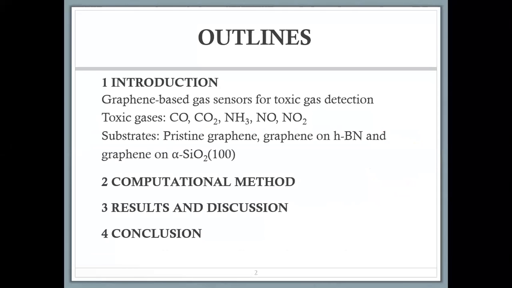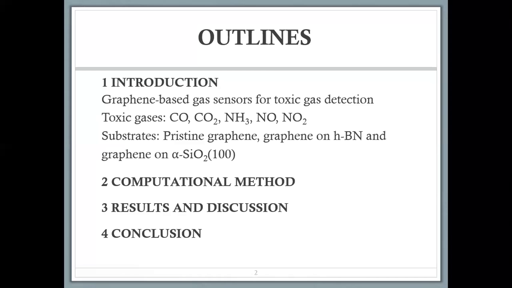Here's the outline of my talk today. My talk will be divided into four parts. The first is an introduction about graphene-based gas sensors for toxic gas detection. The target gases include carbon oxides, ammonia, and nitrogen oxide. The substrates I use in my study include pristine graphene, graphene on hexagonal boron nitride, and graphene on silicon dioxide.